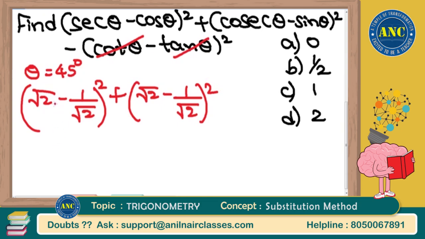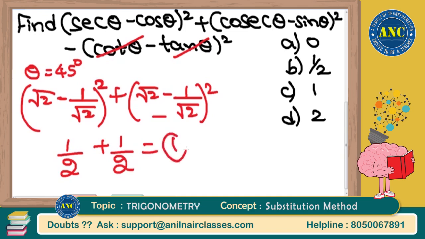So this becomes root 2 into root 2 is 2. 2 minus 1 is 1. 1 square is also 1. Root 2 whole square is 2. It is 1 minus 2 plus 1. Here I got 1 by 2, and here also I will get it as 1 by 2.